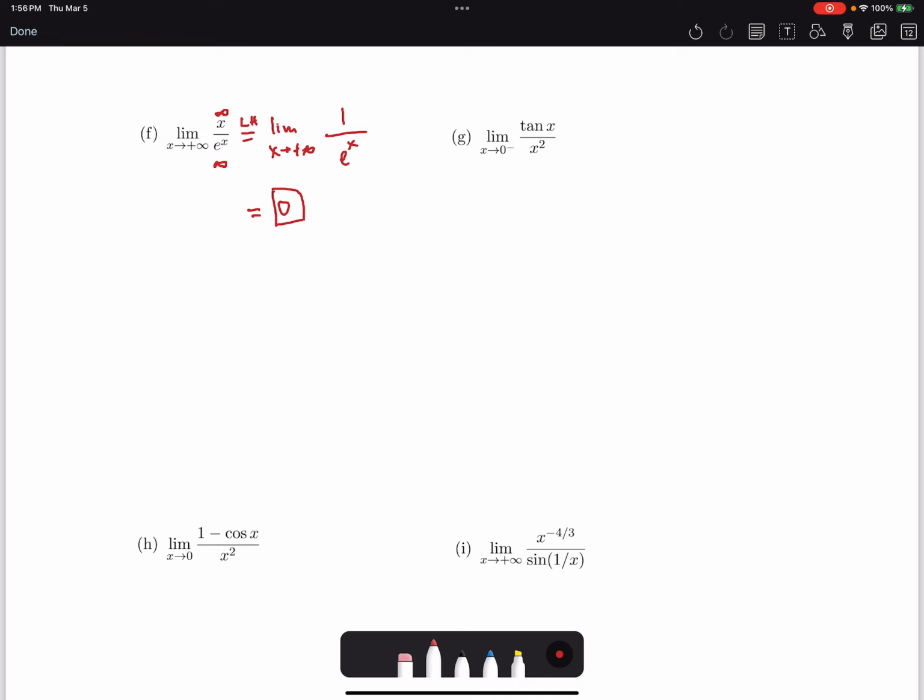So as x approaches 0, tangent x is just 0. It's not going to negative infinity or something like that. Tangent of 0 is 0, and of course x squared would also be 0. So we have a 0 over 0 type of situation. That's an indeterminate, and so it's going to require L'Hopital. So we'll take the derivative of the numerator and denominator independently. Derivative of tangent x is secant squared x. Derivative of x squared is 2x.